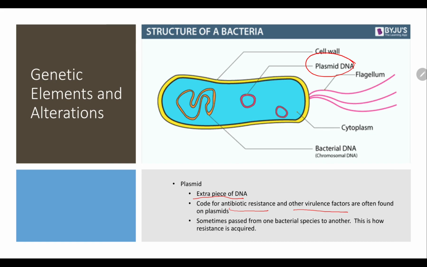And this plasmid DNA usually is passed from one bacteria to another bacteria. So that's why a lot of bacteria have antibiotic resistance to a certain type of antibiotic, because the antibiotic resistance lies within this plasmid DNA. Okay, so it's nasty.